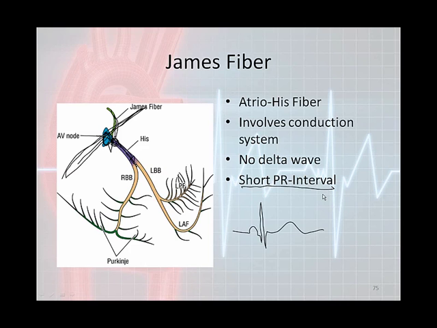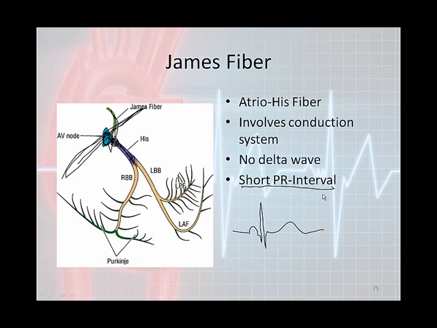Now, a lot of people have actually asked me before, how am I supposed to determine a James fiber accessory pathway and a junctional rhythm? The only way that you can differentiate between a sinus rhythm with a James fiber accessory pathway versus a junctional rhythm is basically patient history. That is the best answer that I can give.